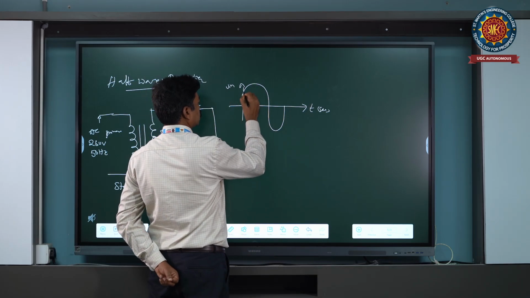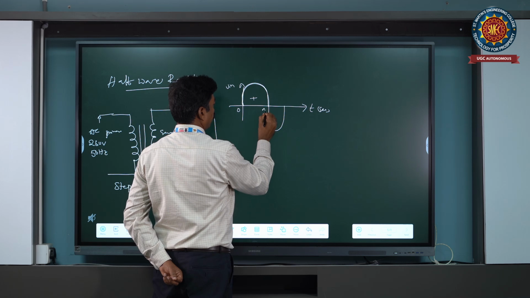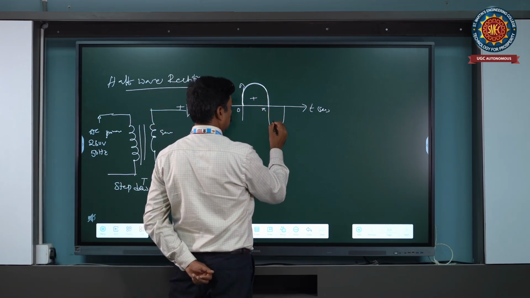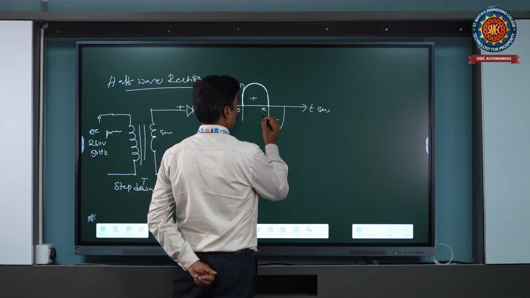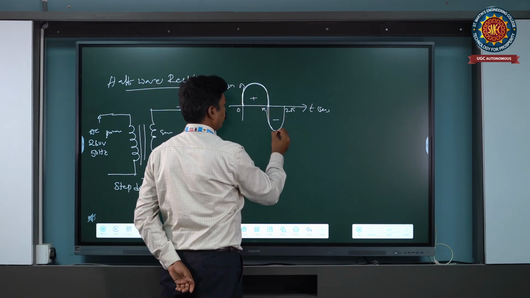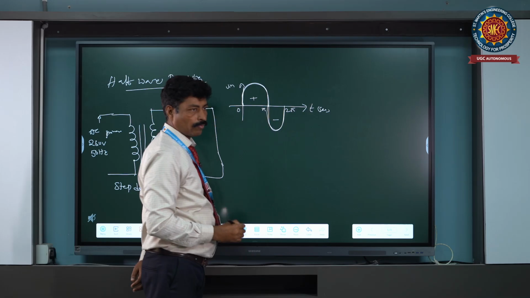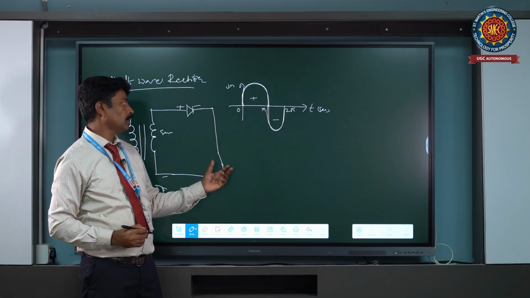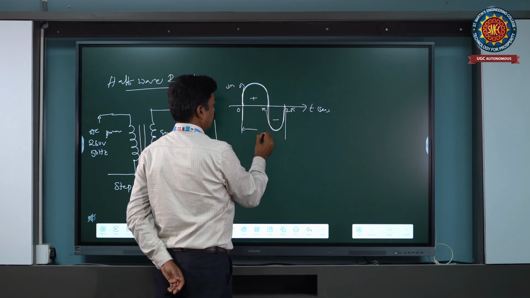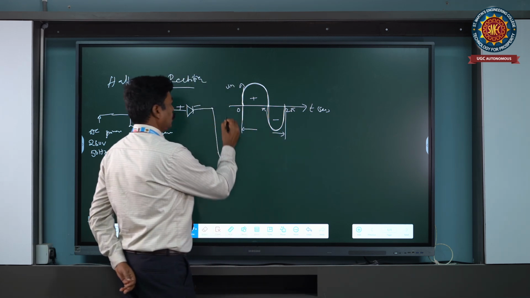Apply the positive half of the cycle, 0 to 5, that is the first half cycle, and the second half cycle is the negative, in the interval 0 to 25. That is the applied input AC voltage. One positive cycle and one negative cycle is nothing but one cycle, 0 to 25. That is nothing but the input signal.